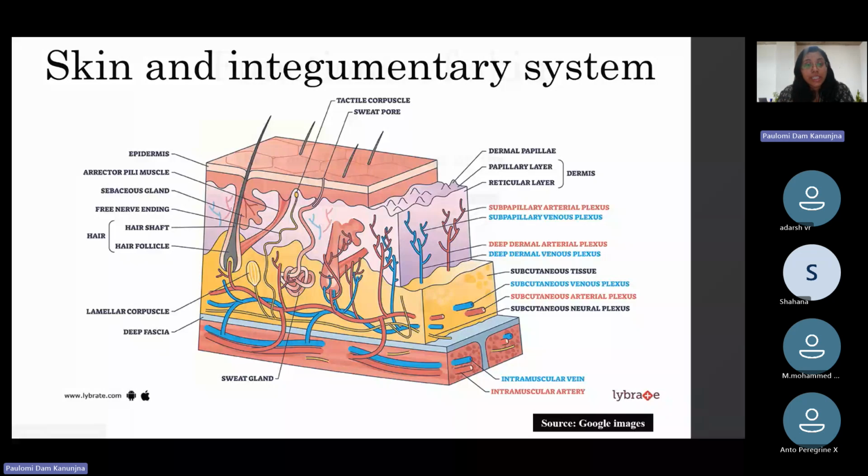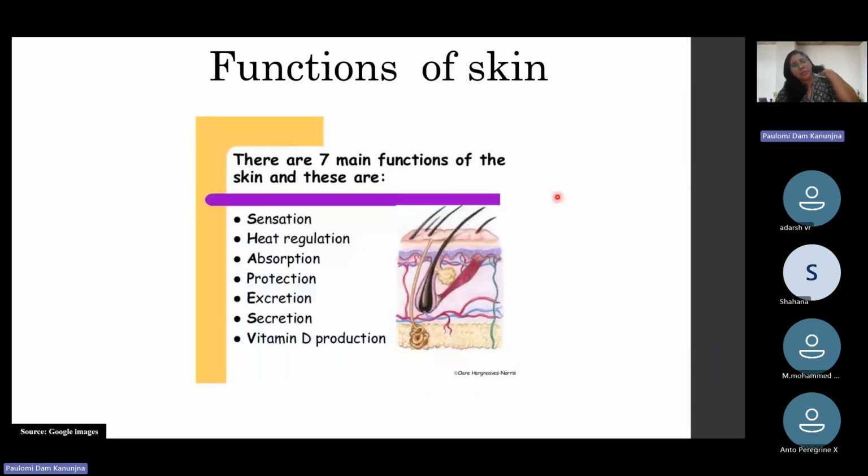You would have also seen a brief mention of the functions of skin. It's understandable what your skin does: your skin senses, so it has a sensory function. It does heat regulation by sweating. It does absorption, you know that, protection, excretion, sebum secretion, and vitamin D production. And you know how. I think we have questions on that as well. If not, I'm sure you know this.